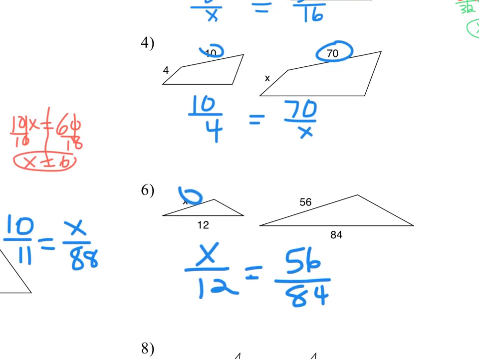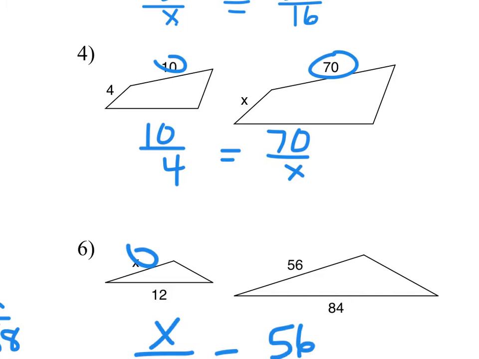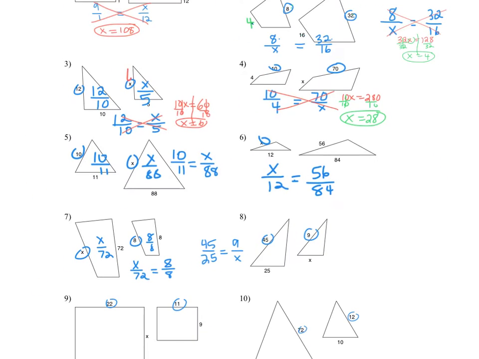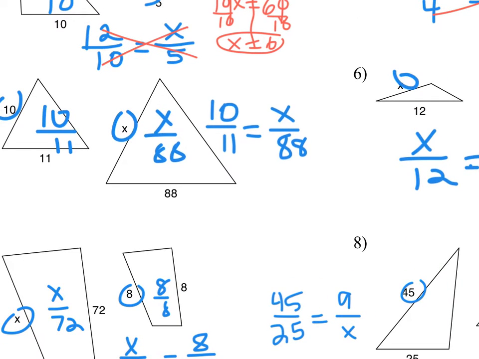Let's go to 4 here. 10x and 4 times 70, 280. Okay, then divide by 10 on both sides. 1x equals 28. Okay, get the idea?